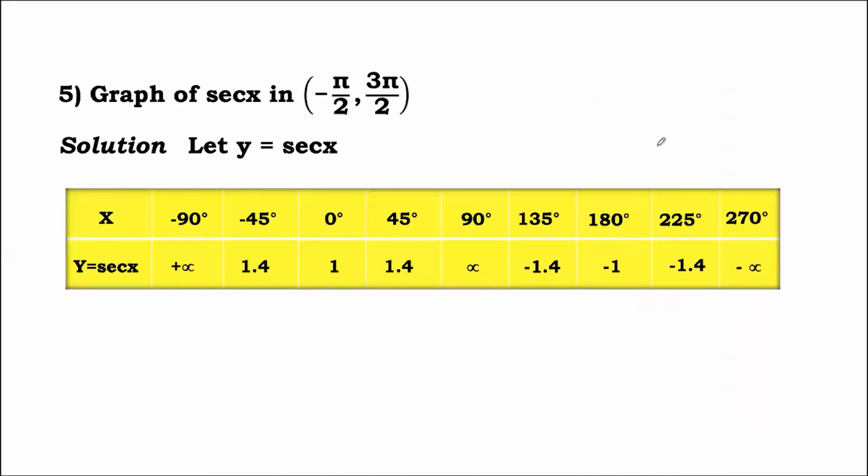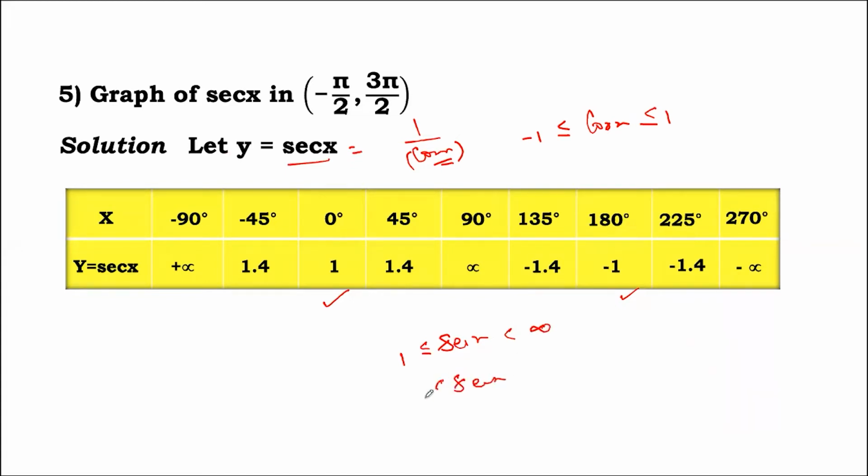Basic graph of sec: we know that this is the reciprocal, 1 by cos x. Since we know that cos x lies between -1 to +1, the reciprocal of this will always be greater than 1 or less than -1. So for sec x as well as cosec x, the range is 1 to infinity and minus infinity to -1. For cosec x also, you have to remember this.